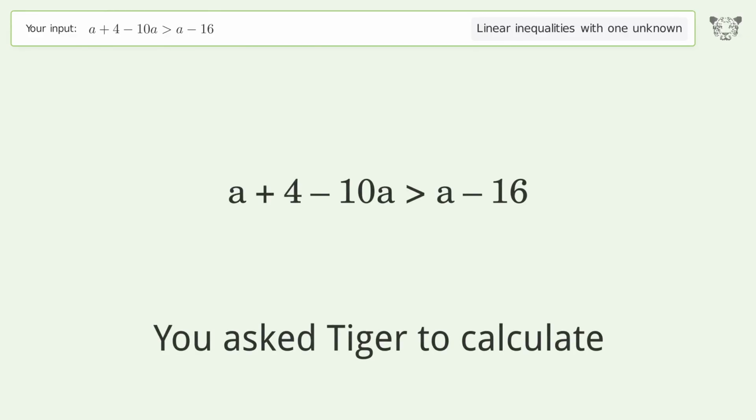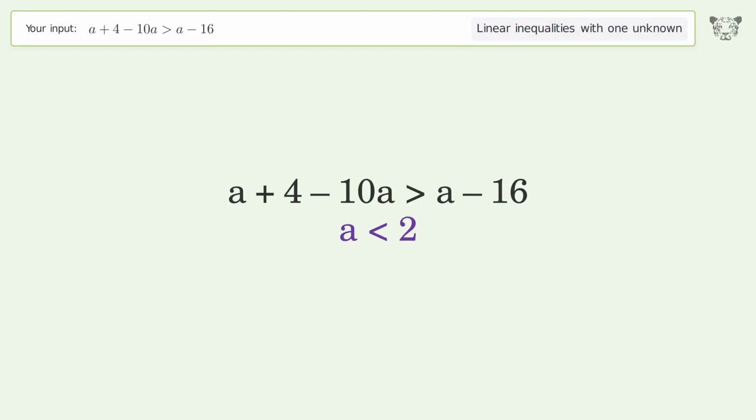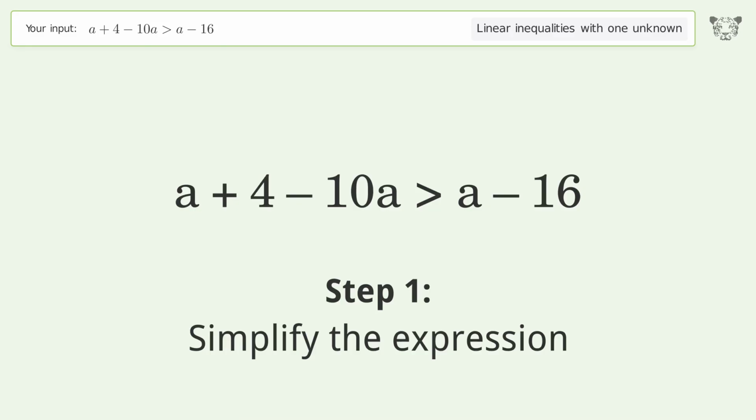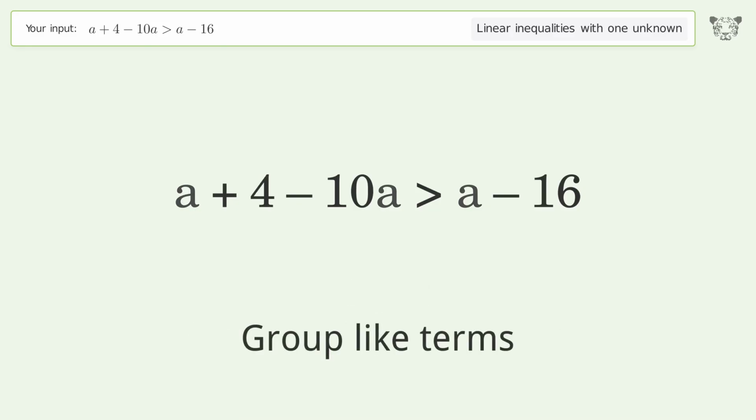You ask to calculate. This deals with linear inequalities with one unknown. The final result is a smaller than 2. Let's solve it step by step. Simplify the expression. Group like terms.